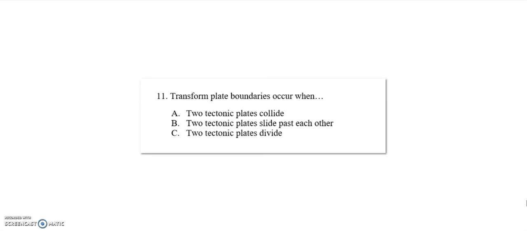11. Transform plate boundaries occur when two tectonic plates collide, two tectonic plates slide past each other, or two tectonic plates divide. So our transform plate boundaries collide, slide, or divide.